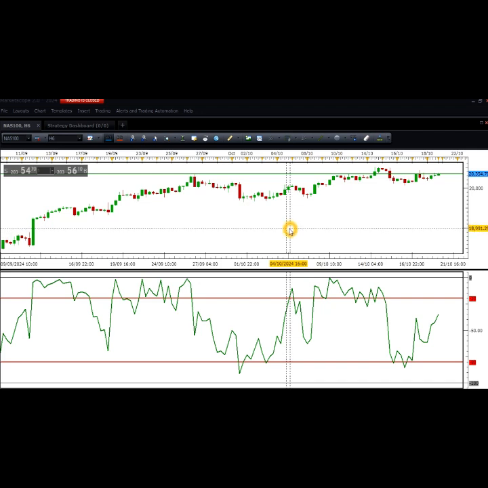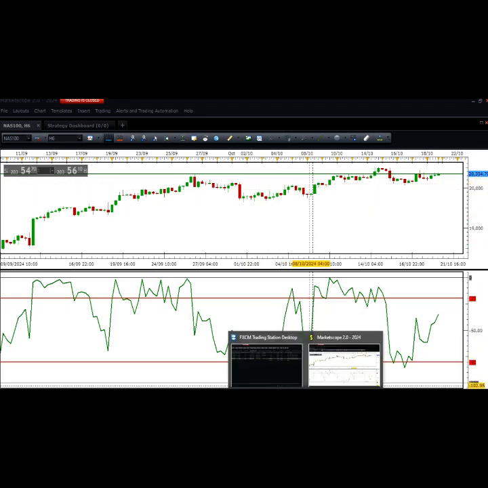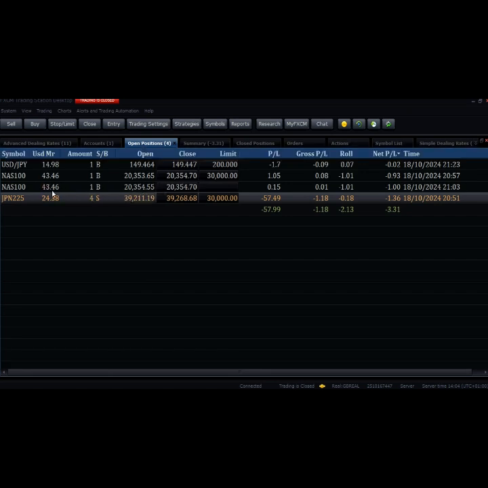Basically, what I do is very simple. This is a trade that I'm in right now. I took the trade at the price, now it's at 2354. If I go into here, that's the trade right there. The NAS entry price 2354.